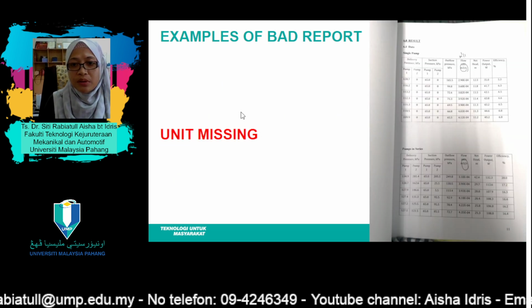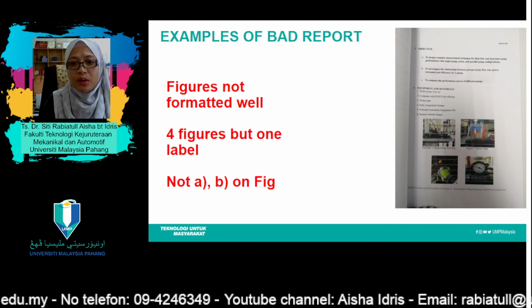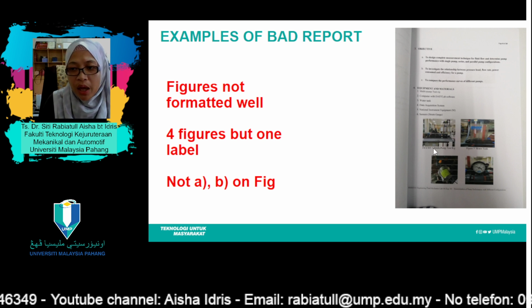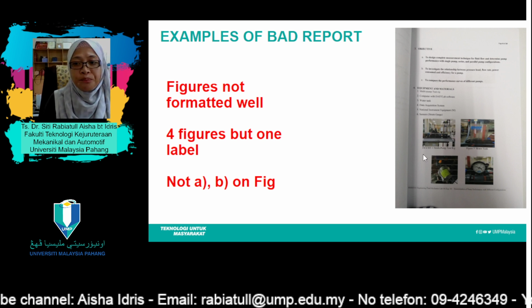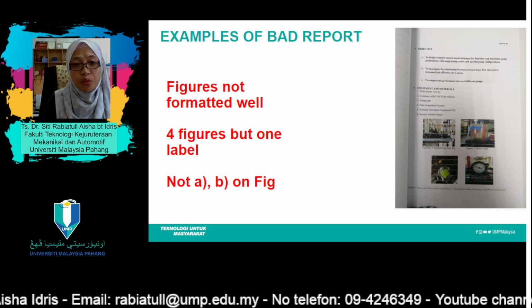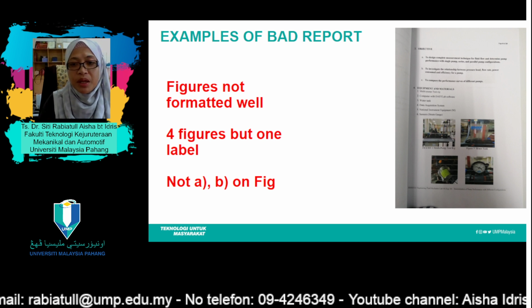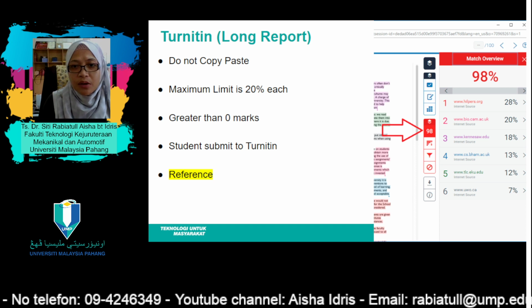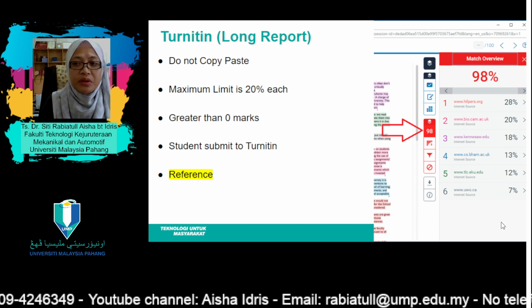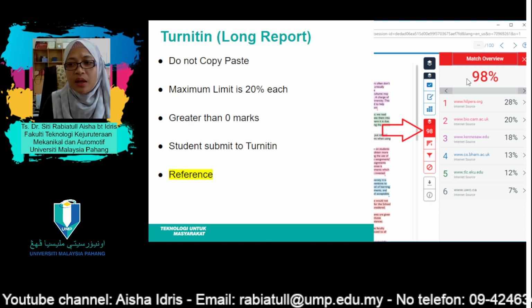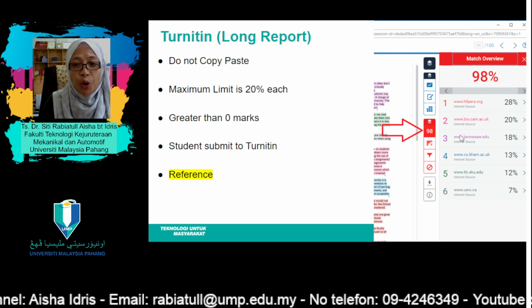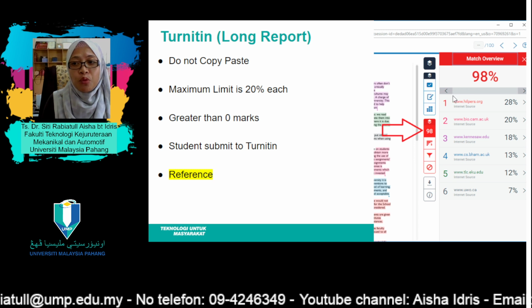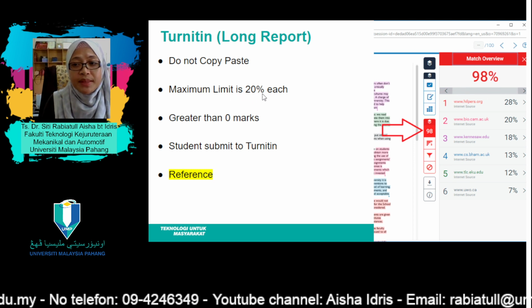After that, in the report, units are missing and figures are not formatted well: 4 figures but 1 label. Whenever you have more than 1 figure, you need to label all figures, not just 1 figure. After that, incorrect plot. Okay, let's see the Turnitin. What is Turnitin? This is the screenshot for Turnitin. The plagiarism percentage was 98%. It means that you copied others' work into your report. This is totally unacceptable, because our limit should be 20% only.